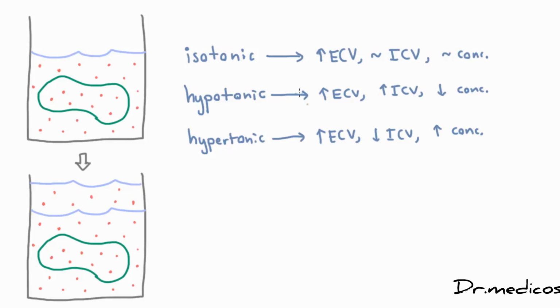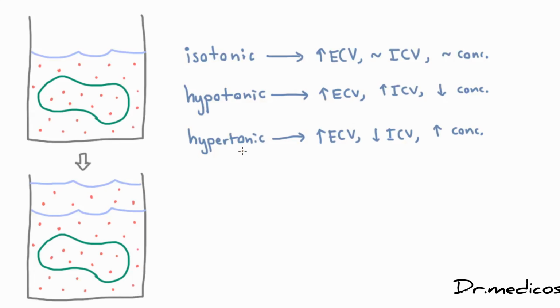So you'll notice that every single one of these is going to increase your extracellular volume. And that's because when you add that fluid, it goes straight into the extracellular volume. But let's say you add 1 liter of this one, 1 liter of this one, and 1 liter of this one. Which one is going to increase your extracellular volume most? The answer is the hypertonic fluid.